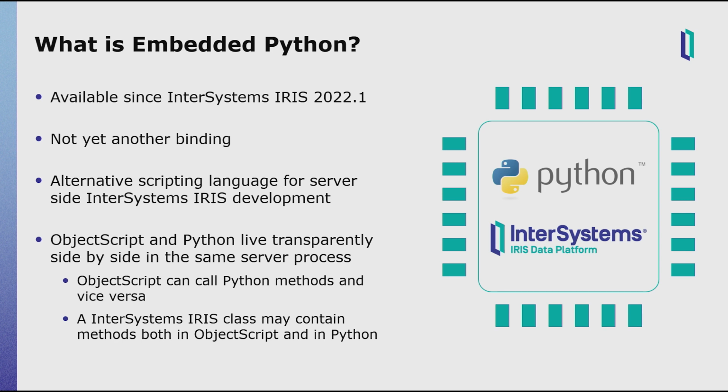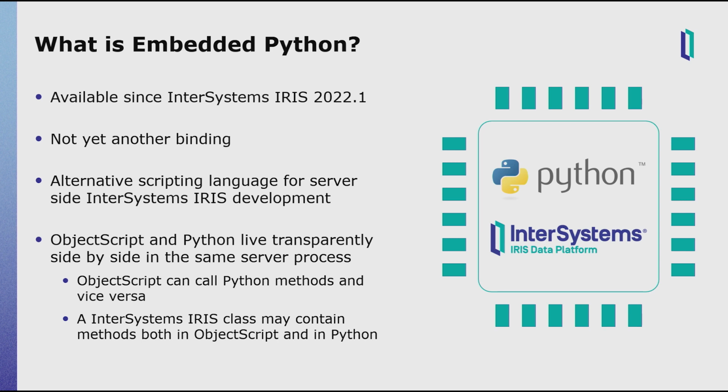And that means that ObjectScript and Python can interact with one another. So a Python method can call ObjectScript methods and vice versa. So you can always decide in which language you want to develop the method body. And you can even have a mix of ObjectScript methods and Python methods within the same class. I'm not sure whether it makes sense from a maintenance perspective, but technically it's possible.